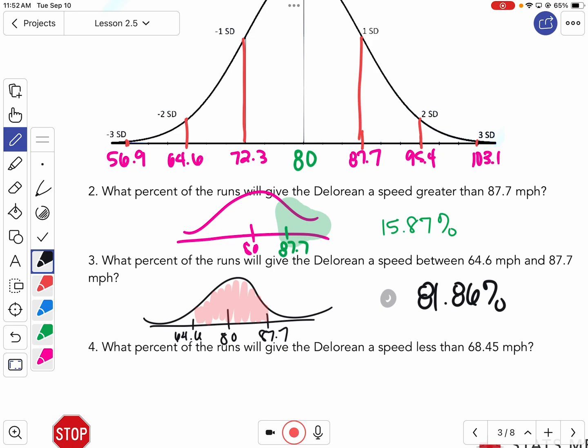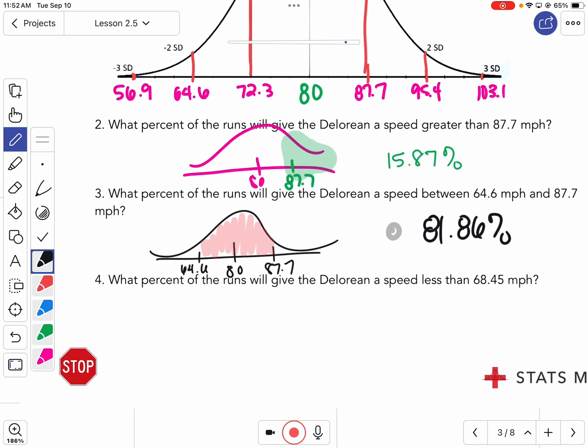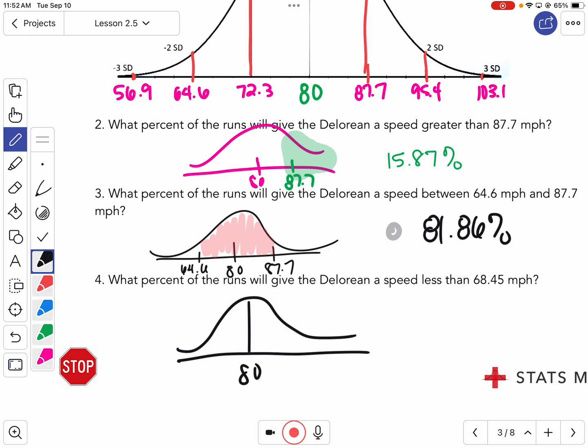All right, and this is legit everything that it's about. Okay, now this is where it gets a little tricky. Okay, not always, but you just got to read it a little bit. It says, what percent of the runs will give the DeLorean a speed less than 68.45? Now, here's the problem. Do you see 68.45 on my curve? All right. So we just have to know, where is 68.45?